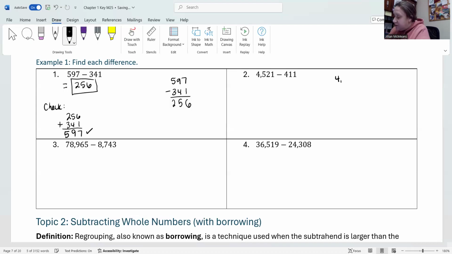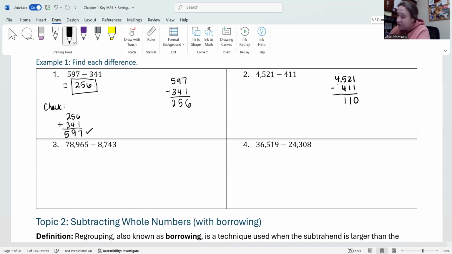We have 4,521. From that, we want to subtract 411. So I right-hand align the numbers and then I subtract column by column. So 1 minus 1 is 0. 2 minus 1 is 1. 5 minus 4 is 1.